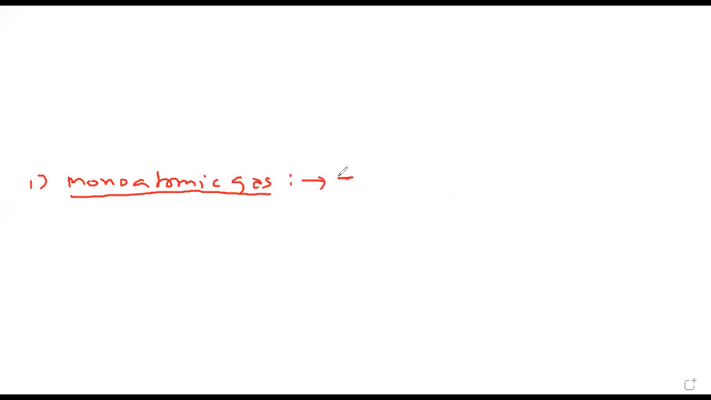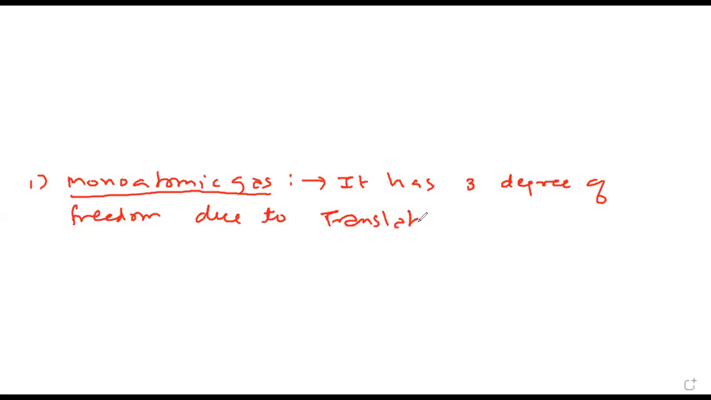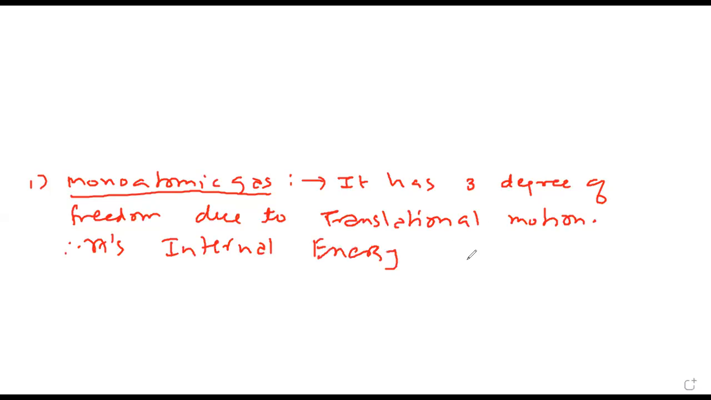Remember, it has 3 degree of freedom due to translational motion, correct? Therefore, its internal energy equals 3 by 2 kBT, where kB is Boltzmann constant, T is absolute temperature. Clear?